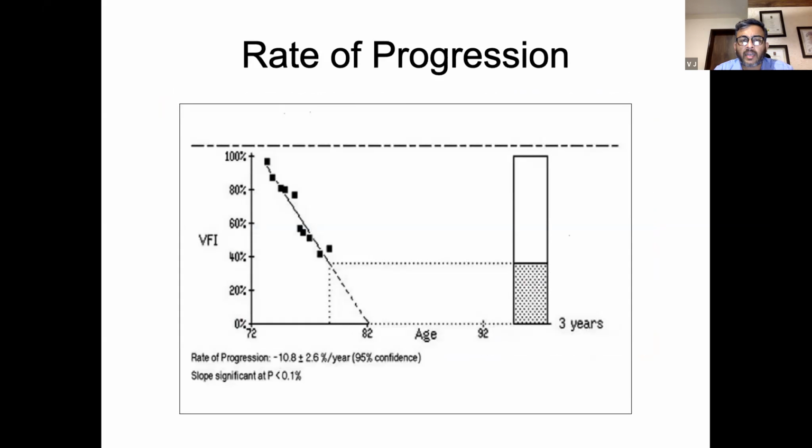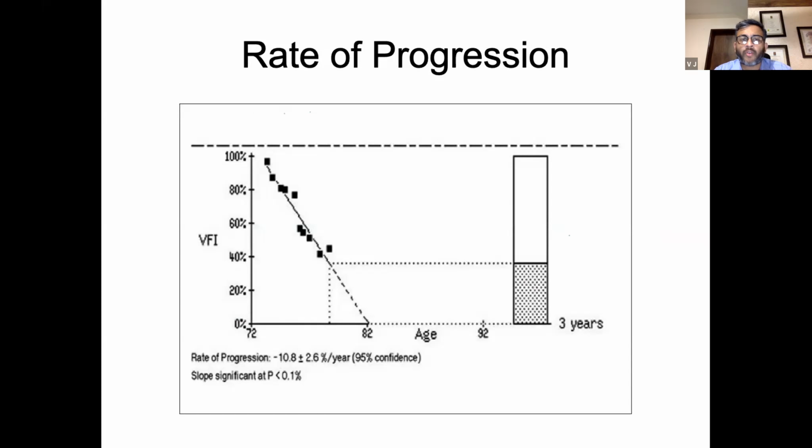So make sure that the rate of progression is slow. In this particular example, if you see, over the next 3 years the VFI would touch 0% if the target intraocular pressure is not changed. If you continue the same patient on the same medications at the same level, you would have a false notion that the target intraocular pressure is okay for this patient.